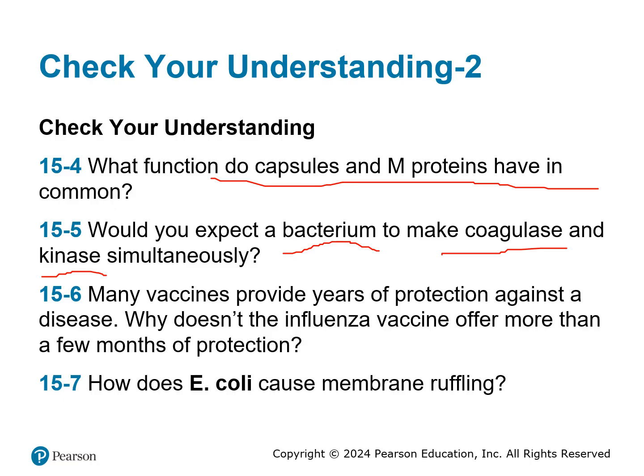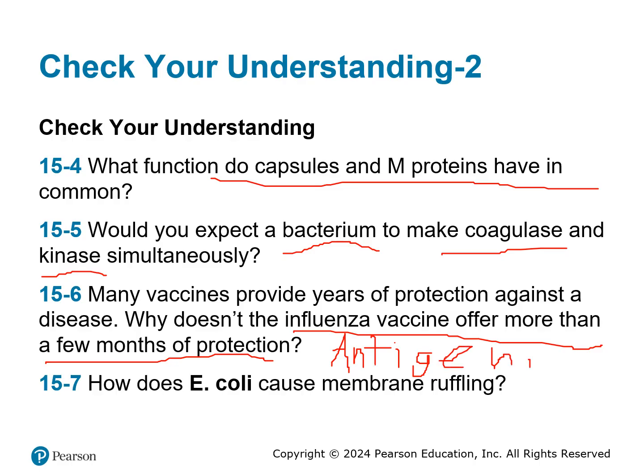All right, many vaccines provide years of protection. Why doesn't the influenza vaccine offer more than a few months of protection? Because that guy is super sneaky. Remember, it's going to do that antigenic variation. It's going to change the surface molecules. So without those surface molecules being the same, remember your antibodies are not going to be able to bind them. Okay, how does E. coli cause membrane ruffling? It's those actin filaments.